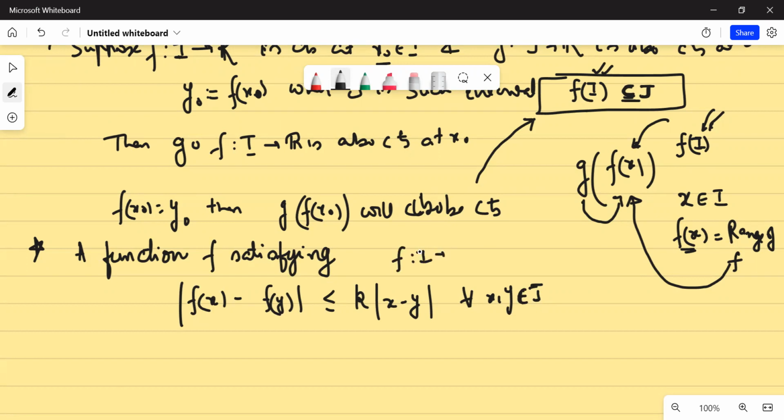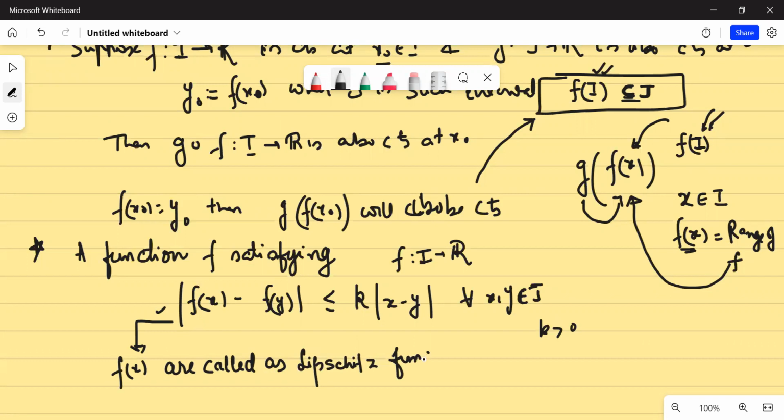So if a function is defined on an interval I to R, and modulus of f of x minus f of y is less than or equal to k times modulus of x minus y, where k is some positive constant, such functions are called Lipschitz functions. Do you understand this? This is something that you have to remember. This is called a Lipschitz function. Is that clear?